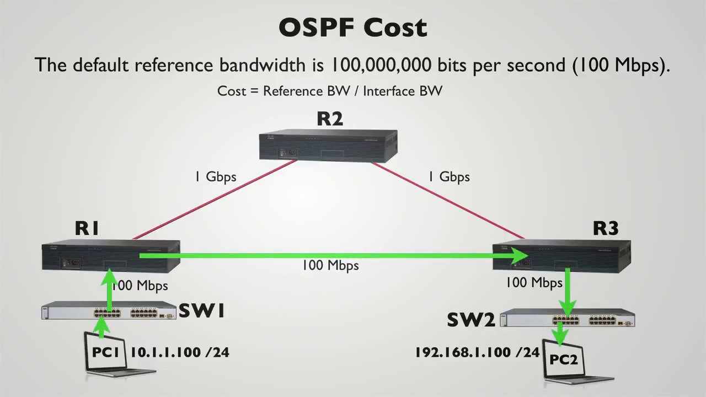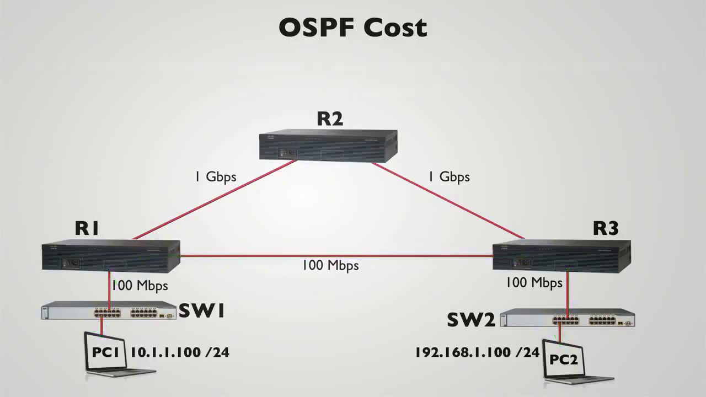We can look at the topology and see that that's a suboptimal path. We could have taken a 1 gig route from R1 to R3 going via R2. The issue is our reference bandwidth was set too low. How do we fix an issue like this?